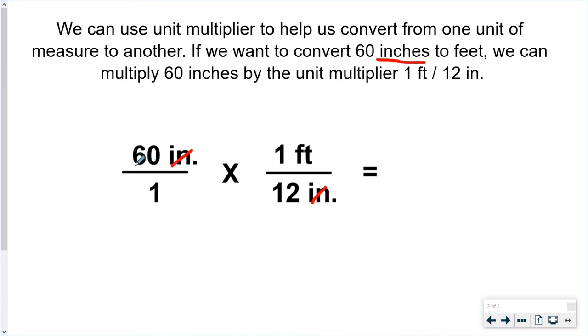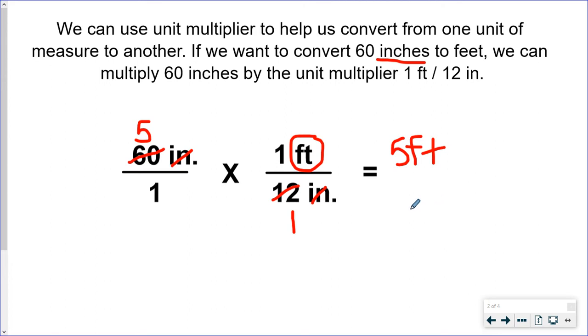And now I can reduce before I multiply, can't I, class? Hopefully we recognize that both 60 and 12 can be divided both by 12. So this becomes a 1, and 12 can go to 60 5 times. And now if I just multiply across, 5 times 1 is 5, 1 times 1 is 1, and what label am I left with? I'm left with the feet label. So this answer here is going to be 5 feet.